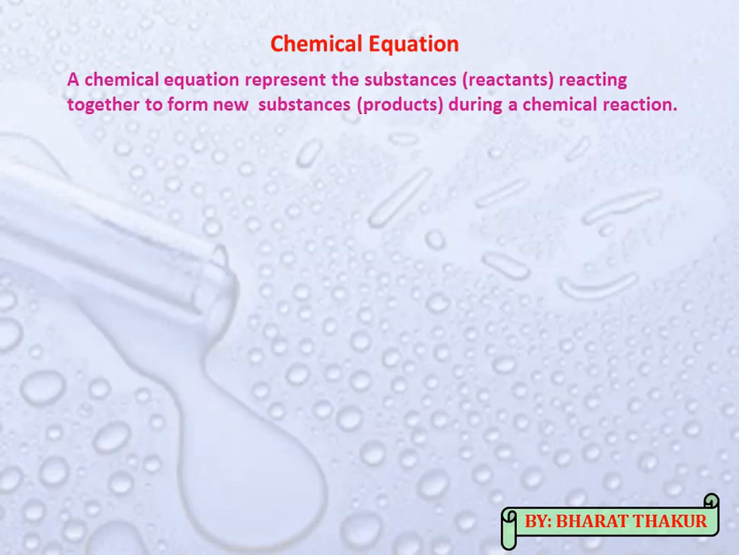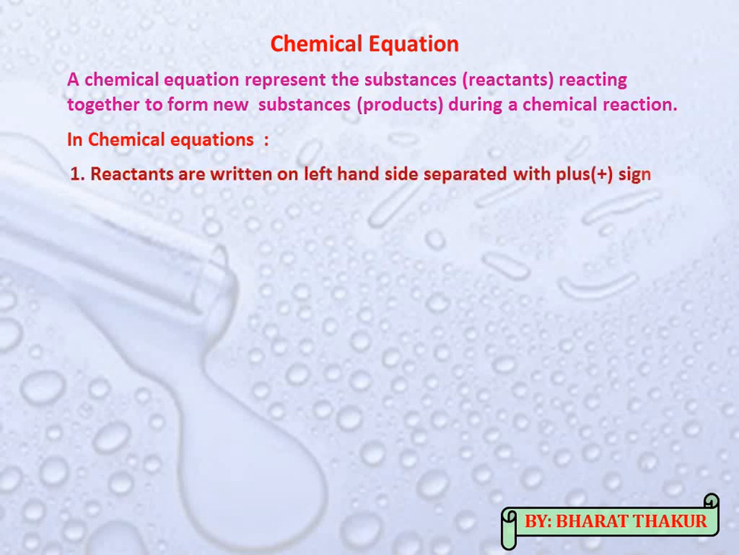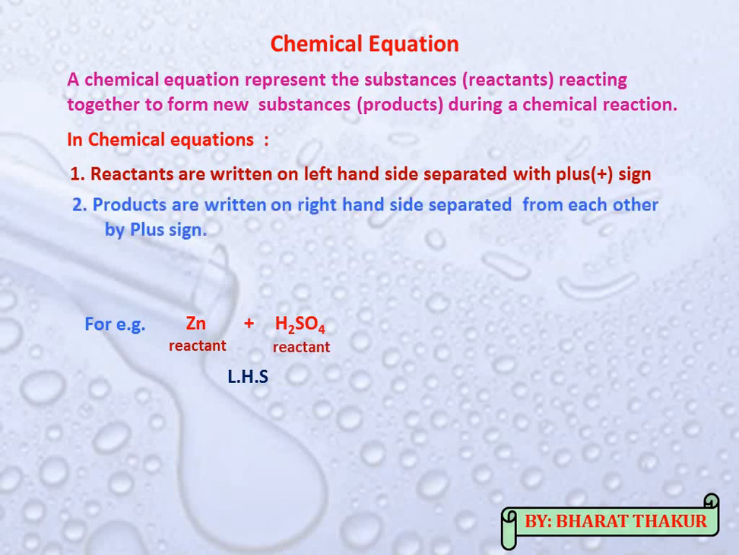So, chemical equation. A chemical equation represents the substances which are reacting, called reactants, to form new substances, called products, during a chemical reaction. In a chemical equation, the reactants are written on the left hand side, separated by a plus sign. For example, zinc on the left hand side is a reactant, plus the second reactant, sulfuric acid. The products are written on the right hand side, and again the products are also separated by a plus sign. For example, these are the two products which are formed, separated by a plus sign.